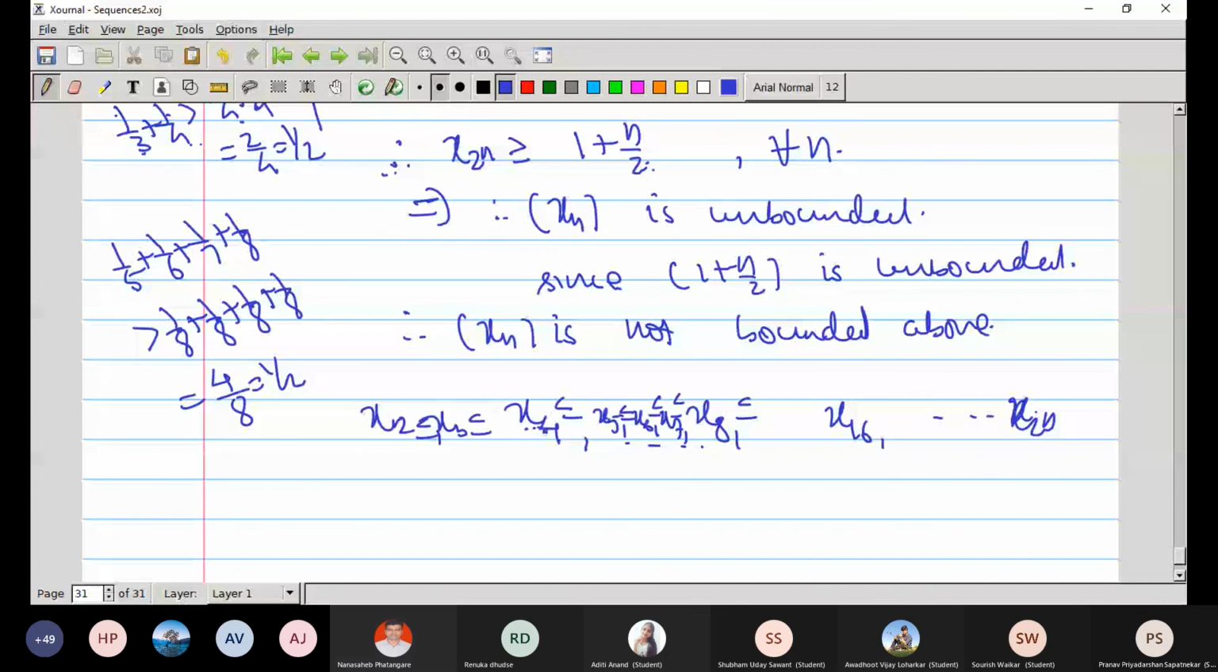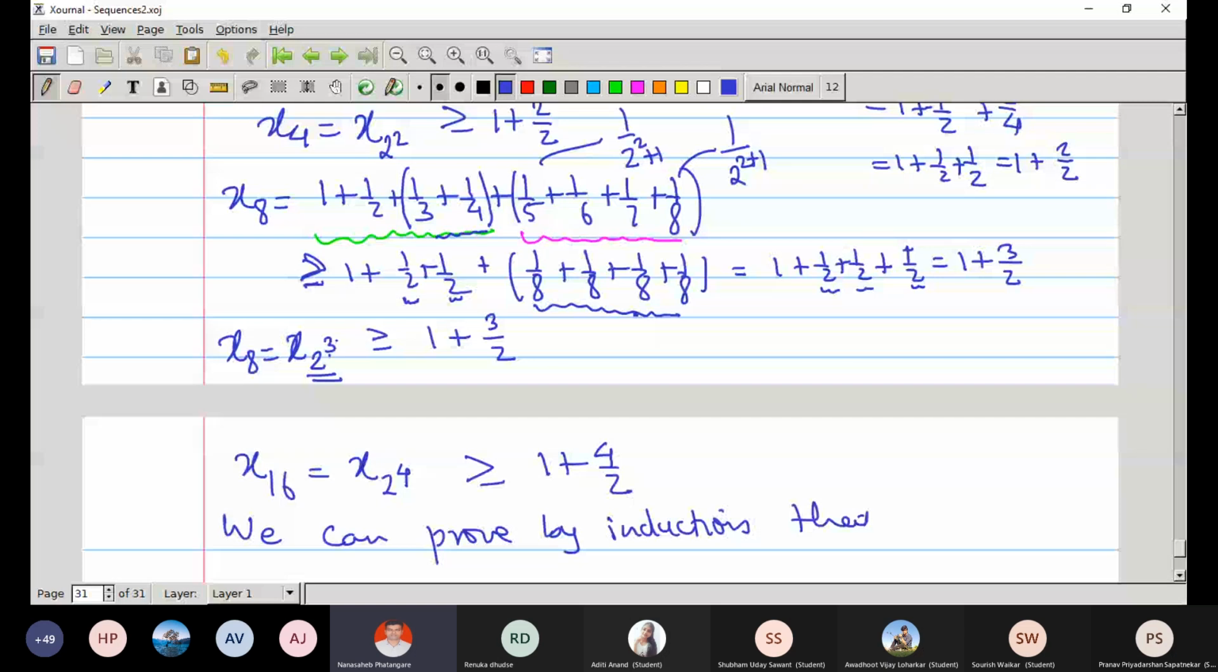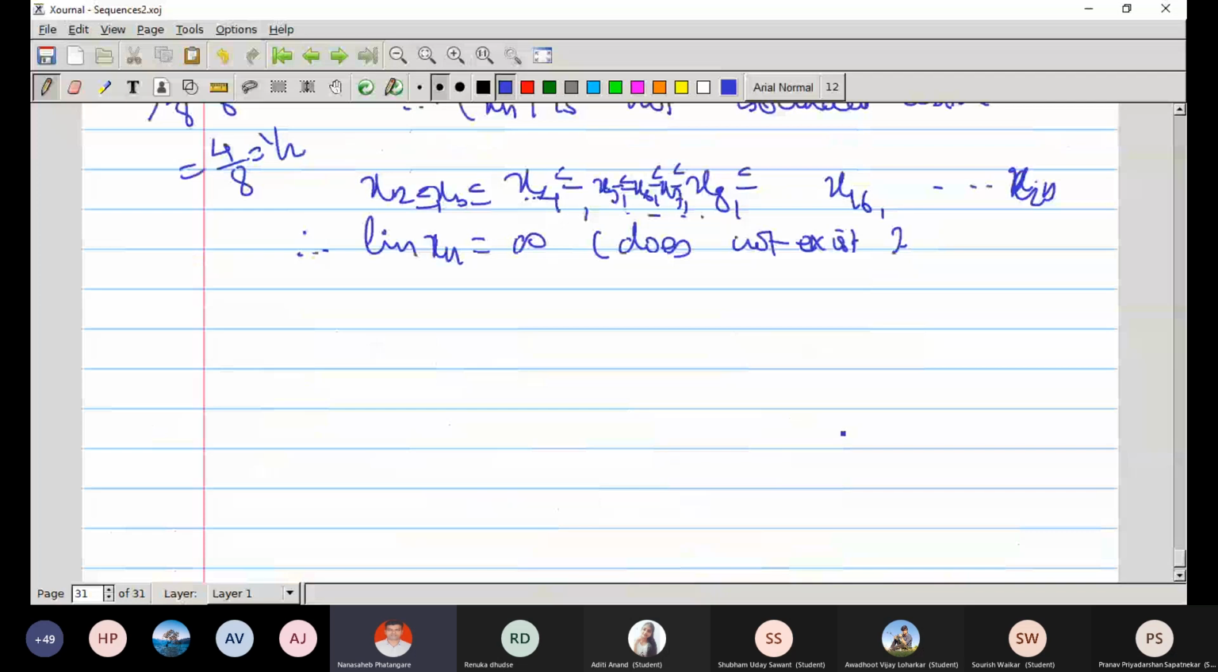Correct? And therefore, what is the limit of sequence xn? It is monotonically increasing and not bounded above, so the limit does not exist. Okay, is it clear? Yes, sir. Right, so you think about it later on and try to work out the calculations. It is an example exercise. Next time we'll see one more interesting example.